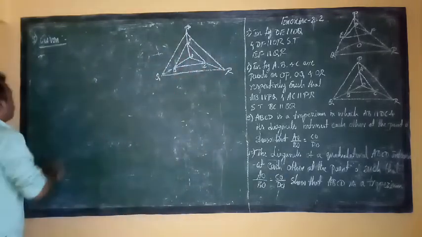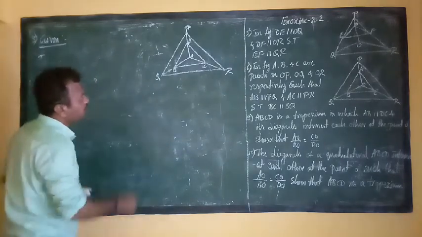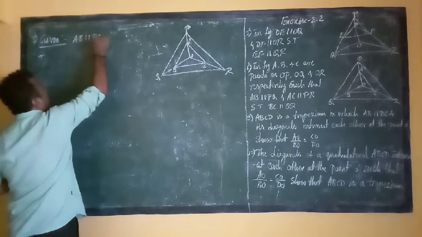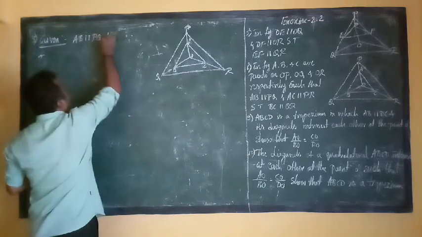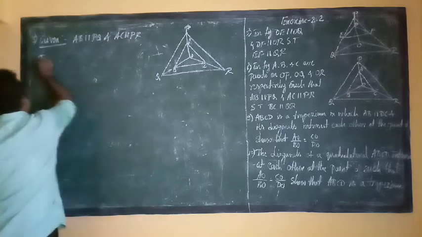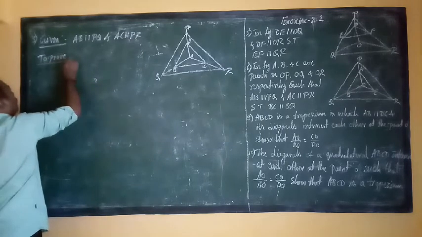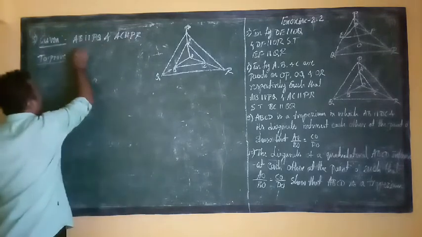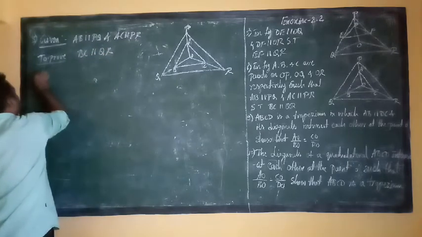What they have given? AB is parallel to PQ and AC is parallel to PR. Now, what we have to prove? BC is parallel to QR. Proof.